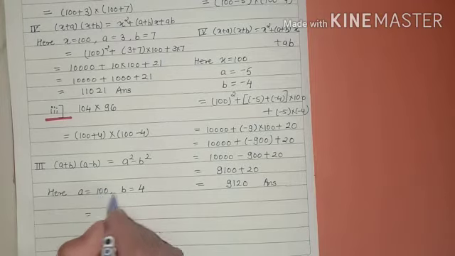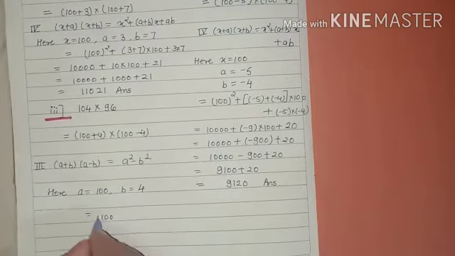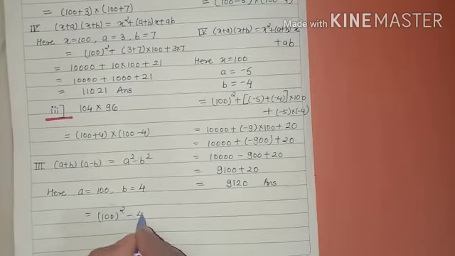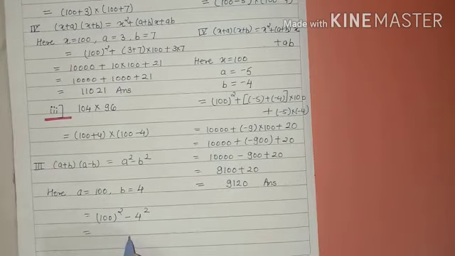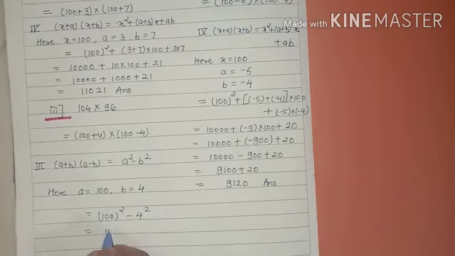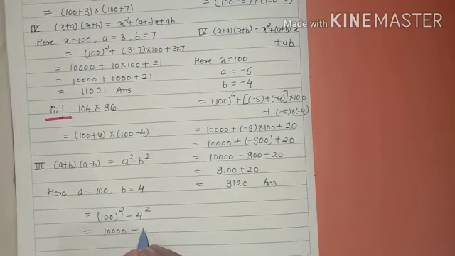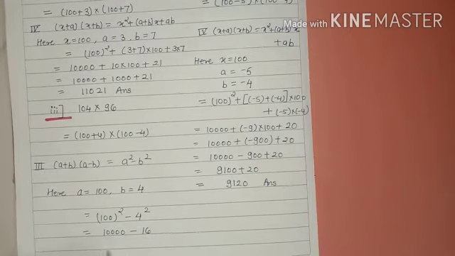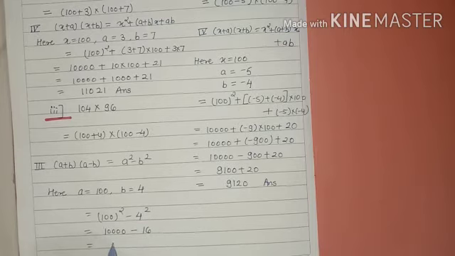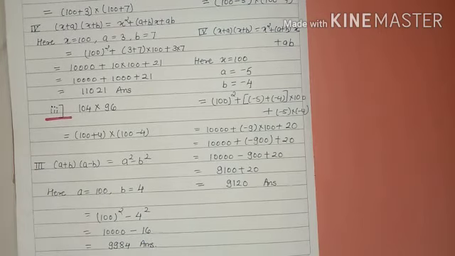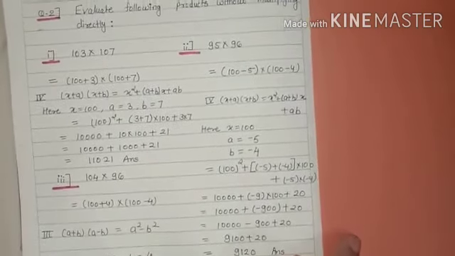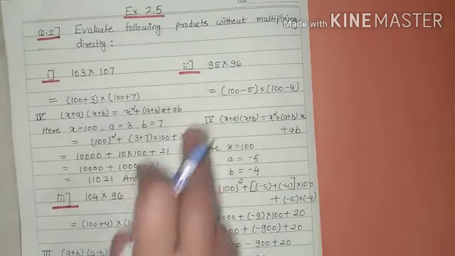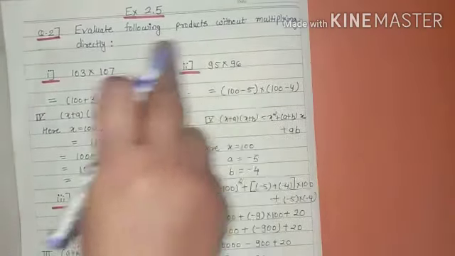Substitute the values of a and b. A square, it means 100 squared, and b square, it means 4 square. 100 into 100 you will get 10,000, and 4 fours are 16. And when you subtract this you will get 9,984. This is the answer of this third part. So student, with the help of identities you can evaluate these types of questions without multiplying directly.